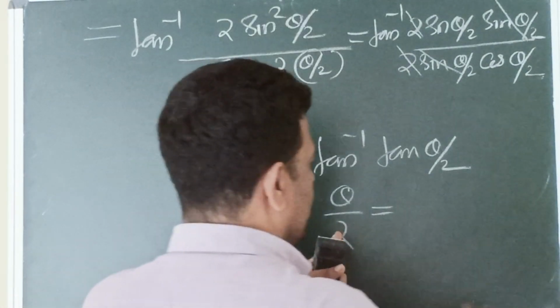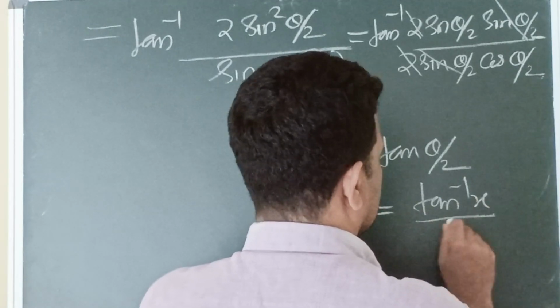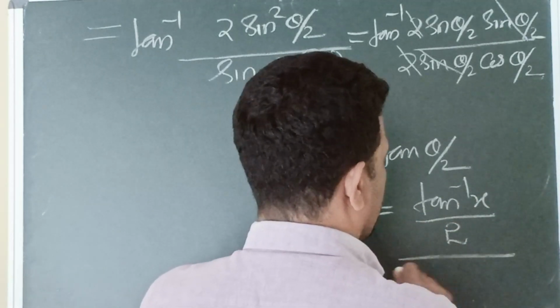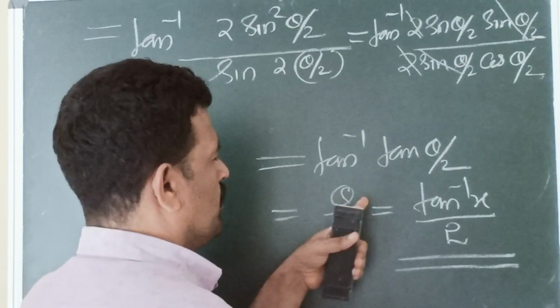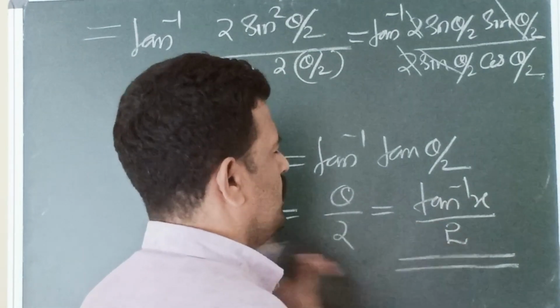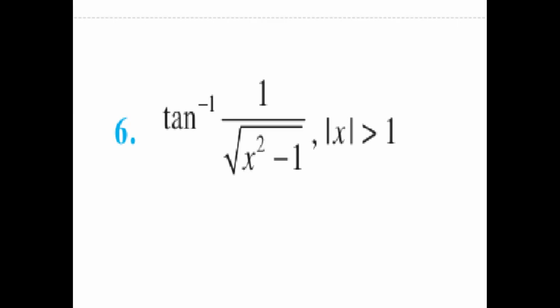But here theta is tan inverse x. So the final answer is tan inverse x divided by 2. Because we are putting tan theta equal to x, therefore theta is tan inverse x. So the answer is tan inverse x divided by 2. This is the simplest form of the expression.